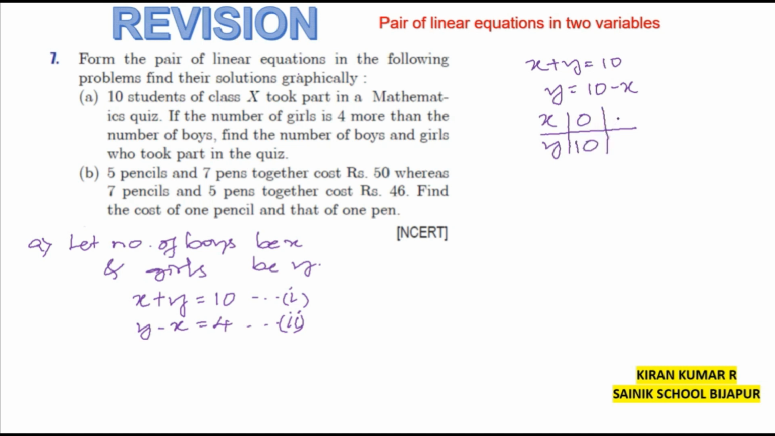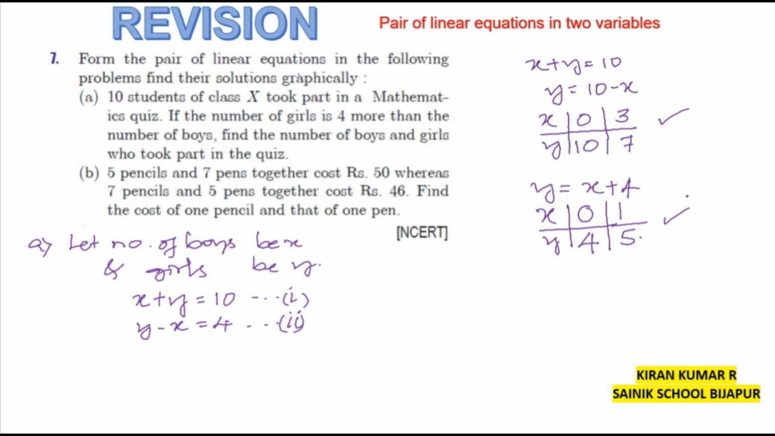Let me consider different value of x and find the value of y. For x equal to 0, value of y is 10. For x equal to 3, the value of y is 7. Let me take the second equation, y equal to x plus 4 by transposing x to right hand side. Now suppose if I take x value as 0, y value is 4. If I take x value as 1, y value is 5.